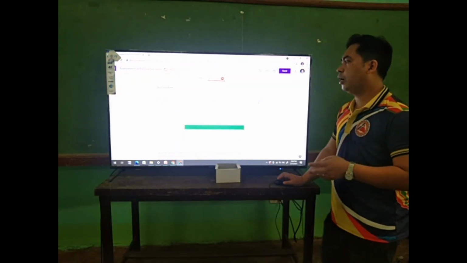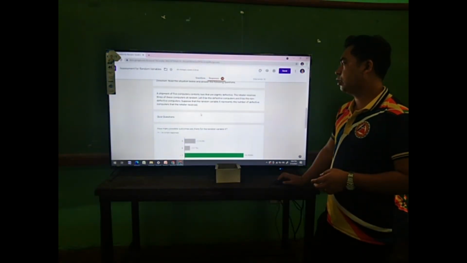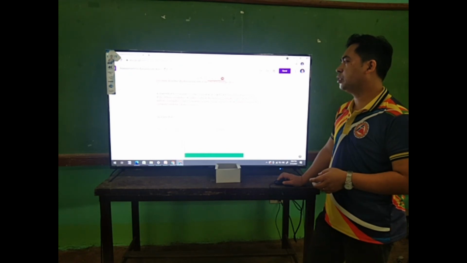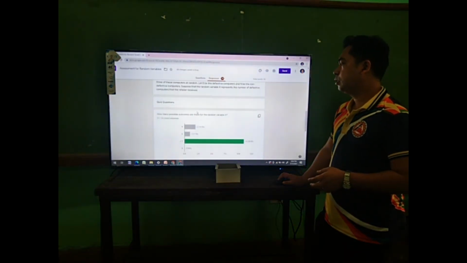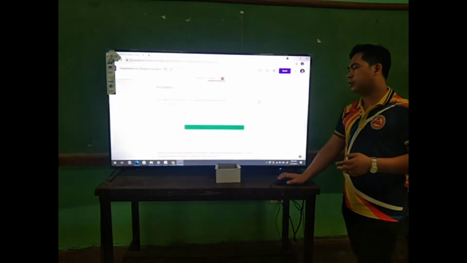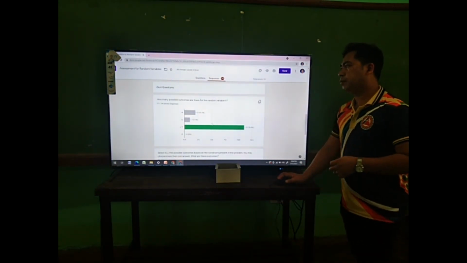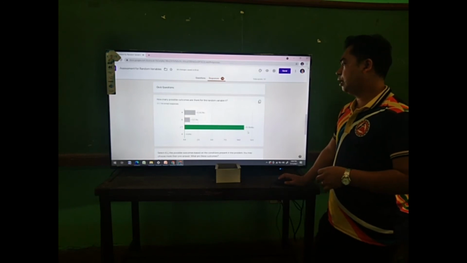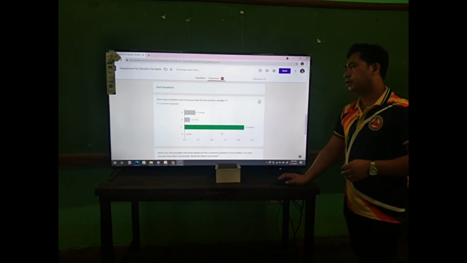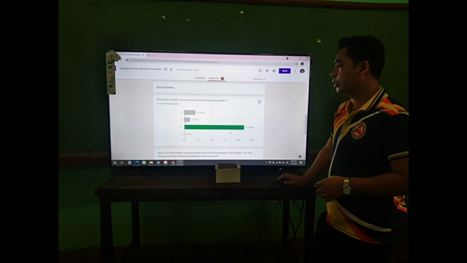For question number 1: how many possible outcomes are there for random variable X? Here we are talking about the number of defective computers that the retailer received. Our choices are 4, 5, 7, and 8. The correct answer is 7 possible outcomes. Out of the 14 students who have answered, 11 out of 14 got it right. That is 78.6% of you who answered it correctly.